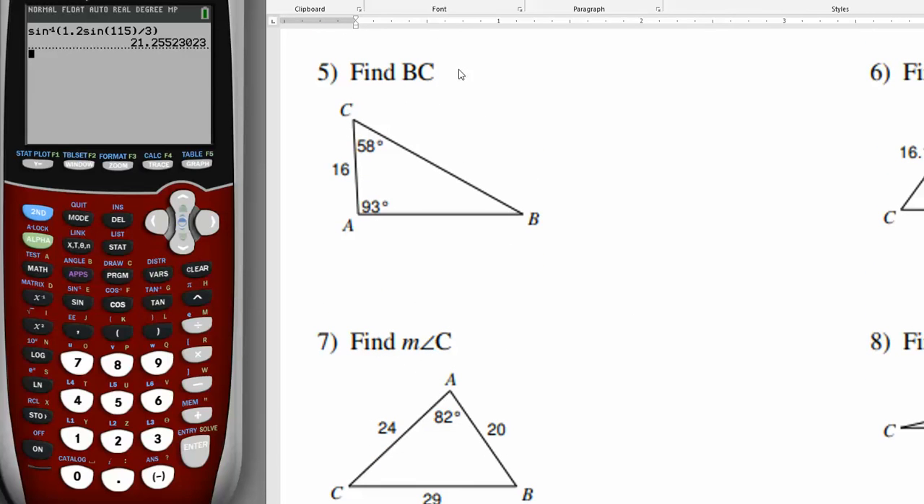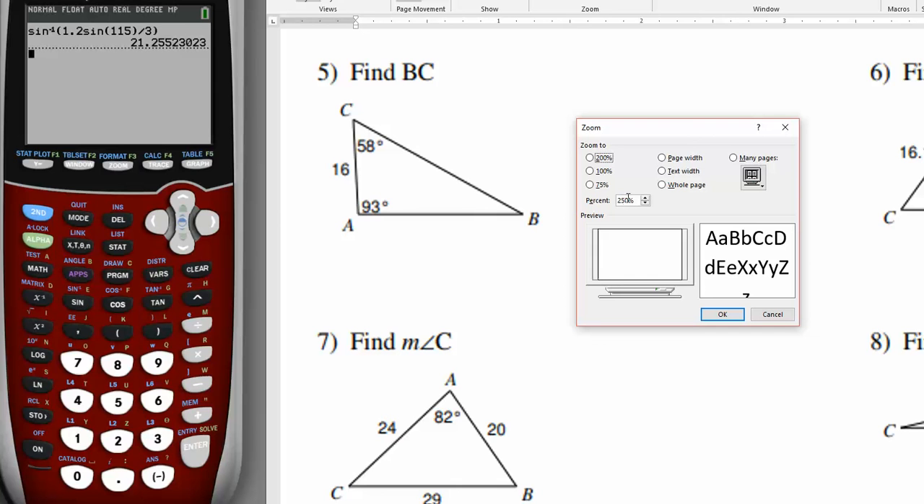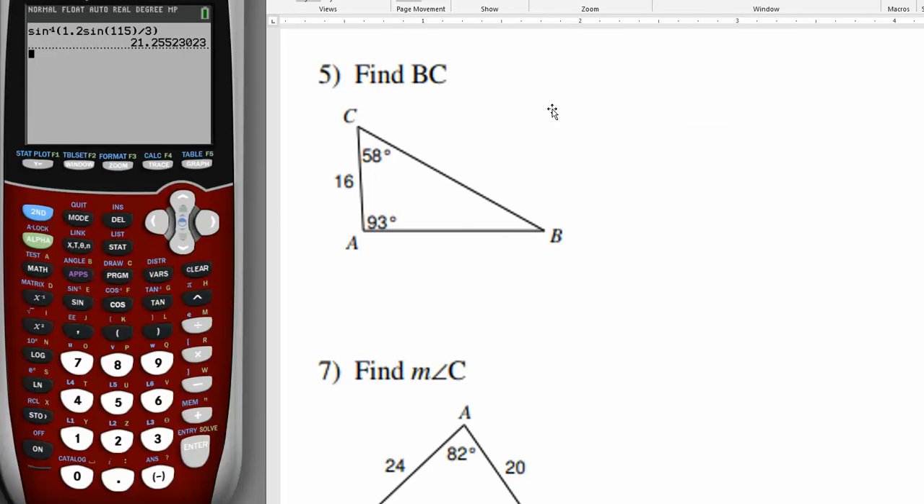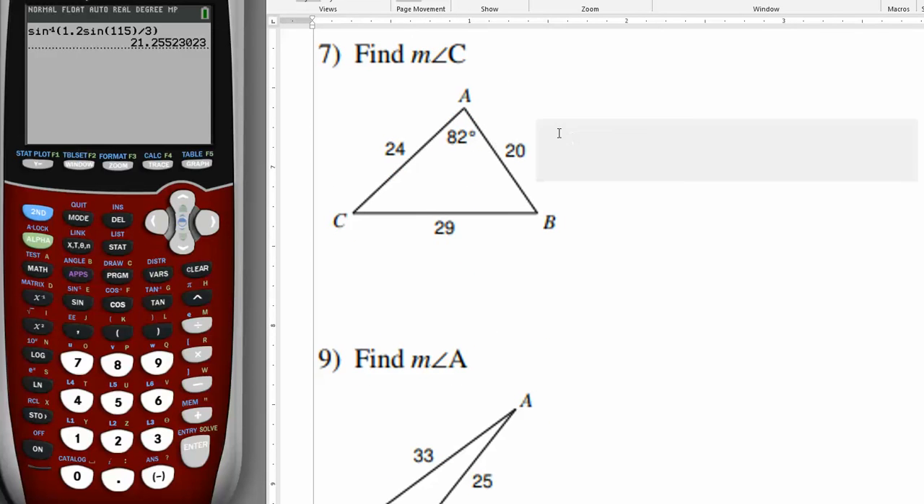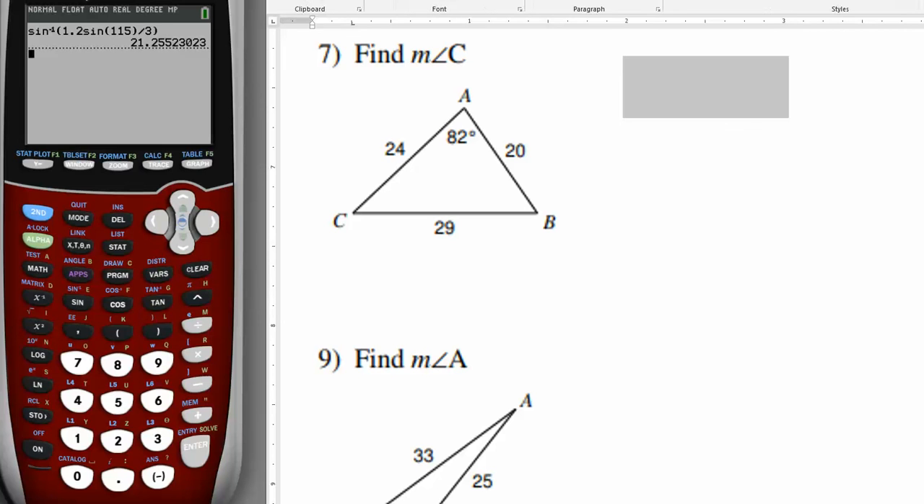So right here with number 5, I'm going to try to zoom in just a little bit more. So right here on number 5. So we want to find BC. Oh, I'm sorry, not number 5. My bad. Number 7. So we're going to come down here. We're trying to find angle C. And the only thing that we see paired is A. So we're going to ignore everything we know about B and set up the following ratio.